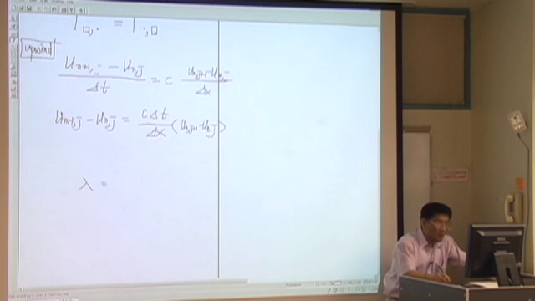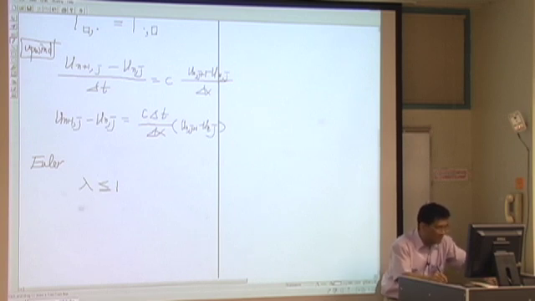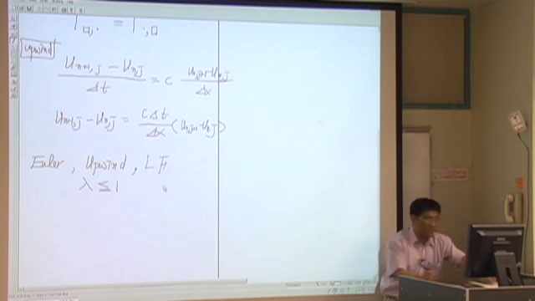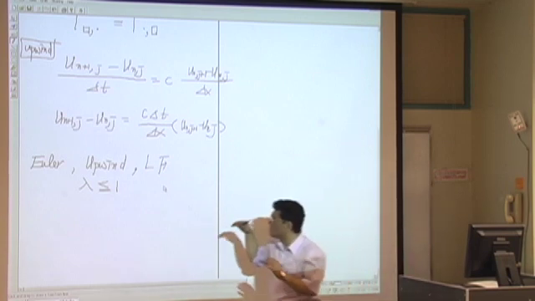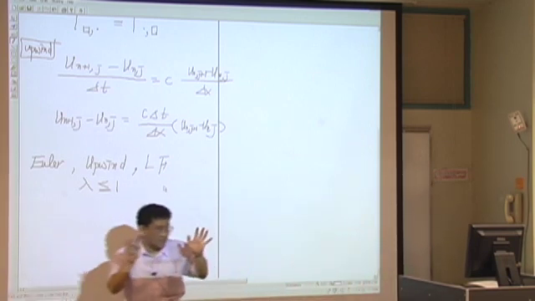For Euler's method, lambda should be less than or equal to 1. For instance, for the upwind method, the same condition: we should have this. Of course, there is a table I'm looking at, and you will see this table. For the leapfrog method, this number. Then one more condition is whether there is a guarantee or not. The second thing will be mentioned next time.